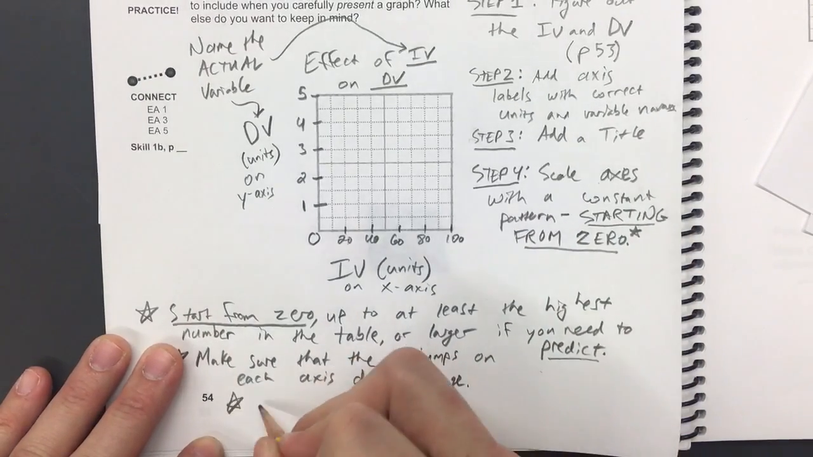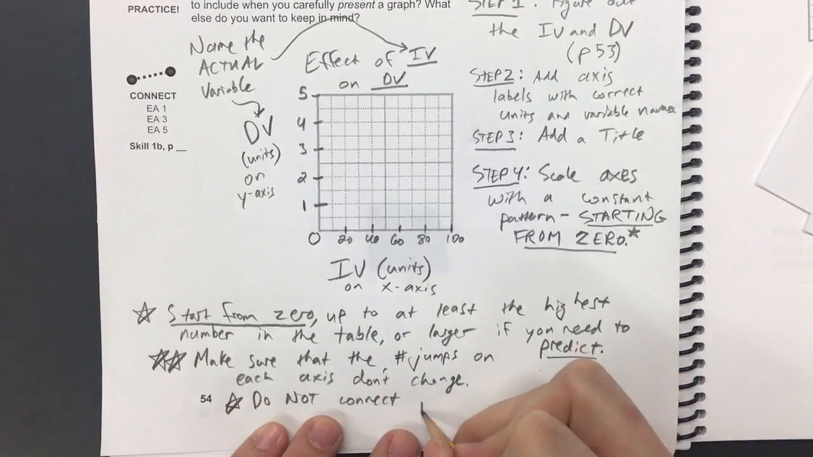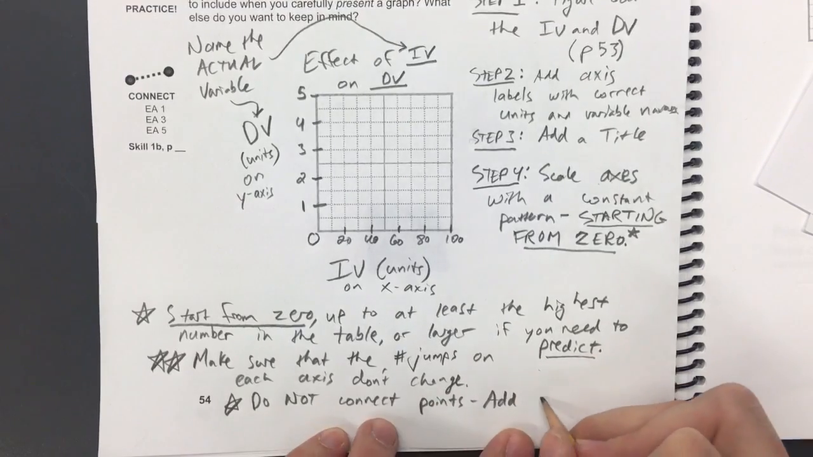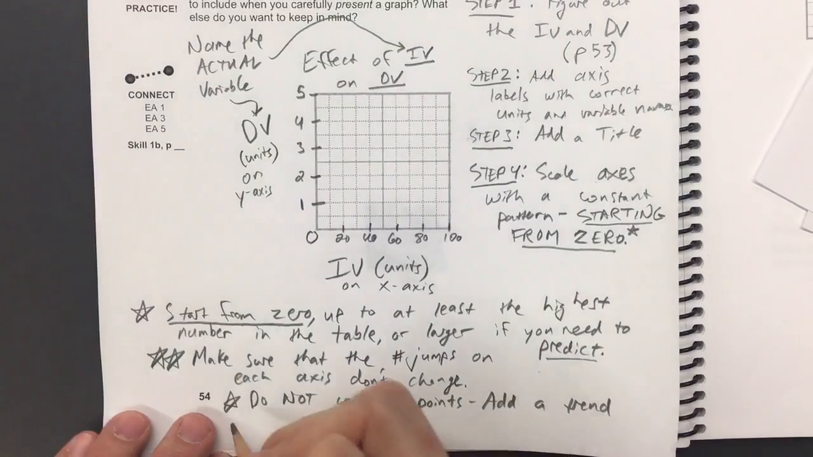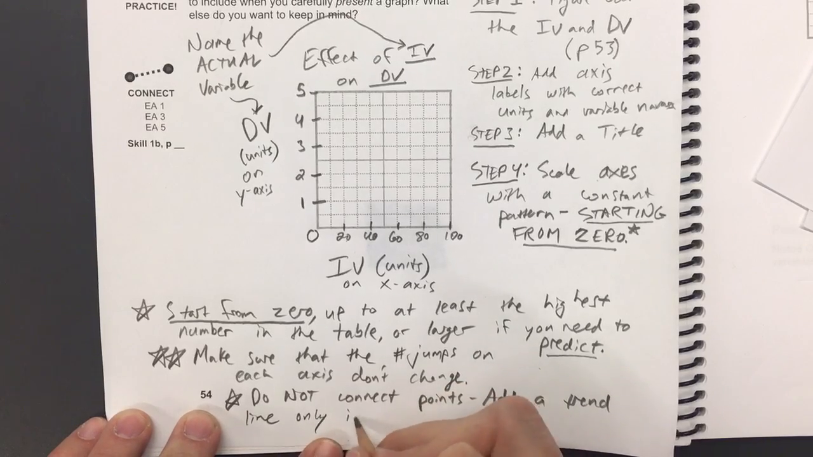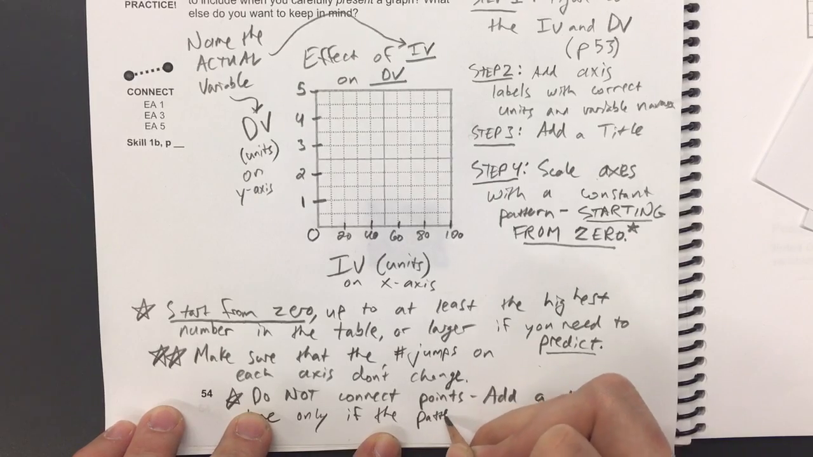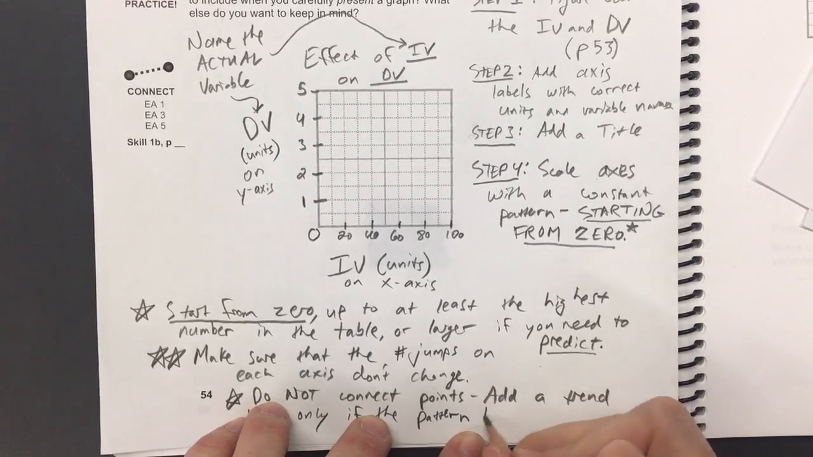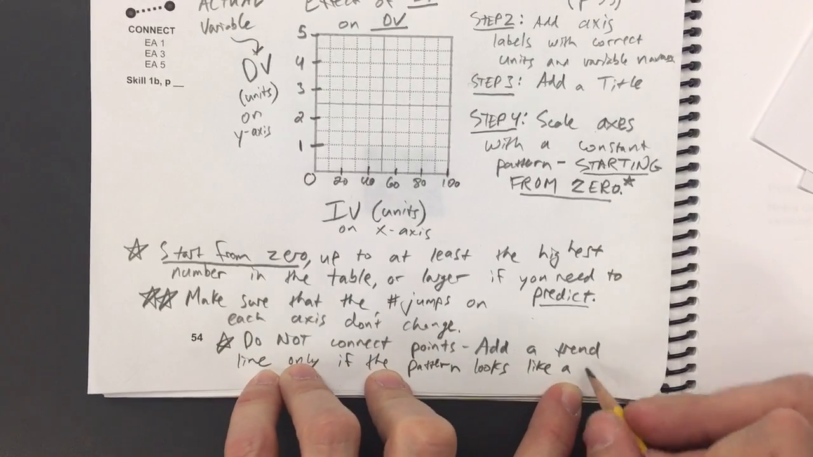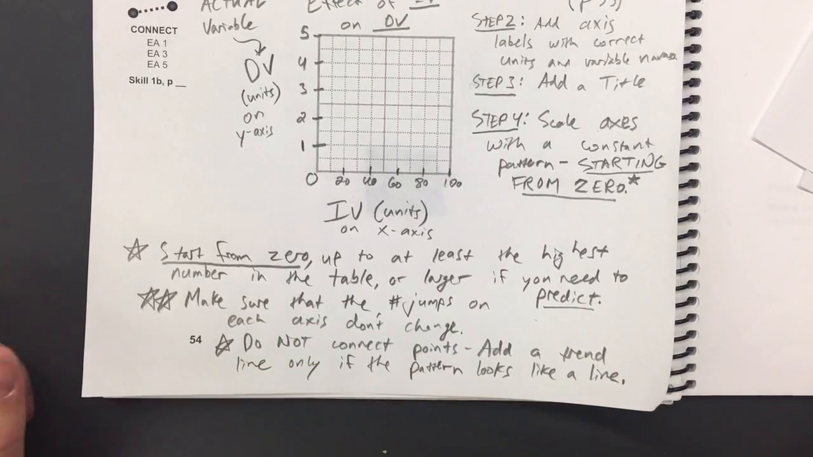So I'm going to put the note like this. Do not connect points. Add a trend line only if the pattern looks like a line. Again, we'll talk more about that later.